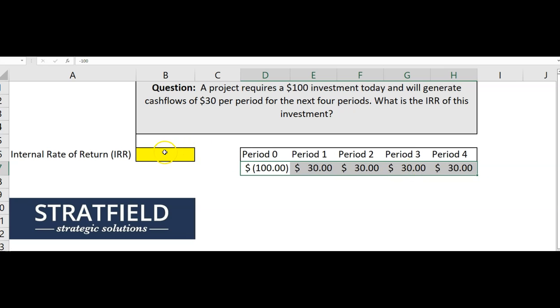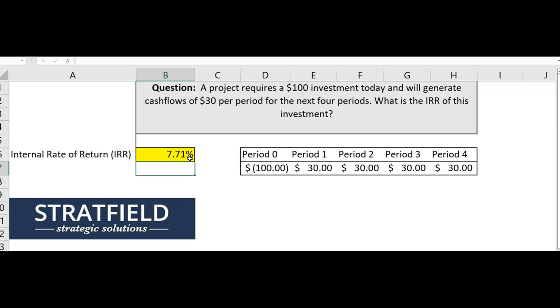So back to the function, you'll type equals IRR, open parentheses. Here are our 2 inputs that we talked about earlier. Selecting the cash flows, including a period 0 all the way through the end. Again, since the guess is an optional input, you don't need to include it. You can close the parentheses, hit enter.